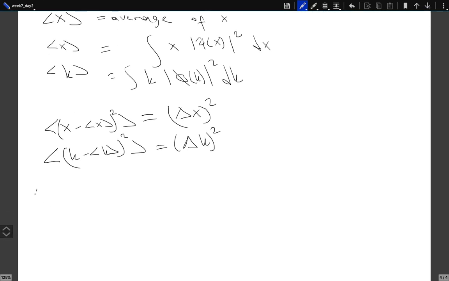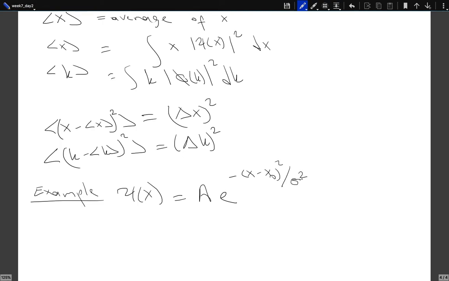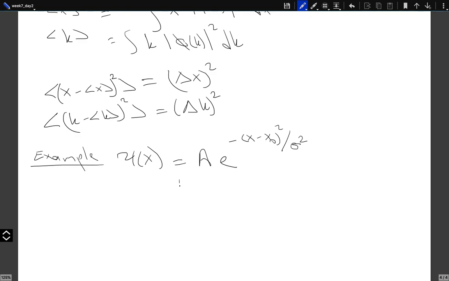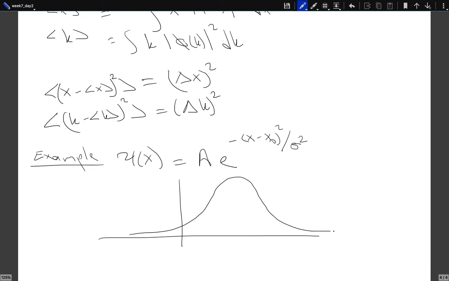Well, let's do an example. Let's look at psi of x. This is equal to some number A e to the power minus, let's say, (x minus x0) squared over sigma squared. Let's assume that this is my wave function. This is a wave function that will look like this. It's maximum at the value x0 and just goes to 0.